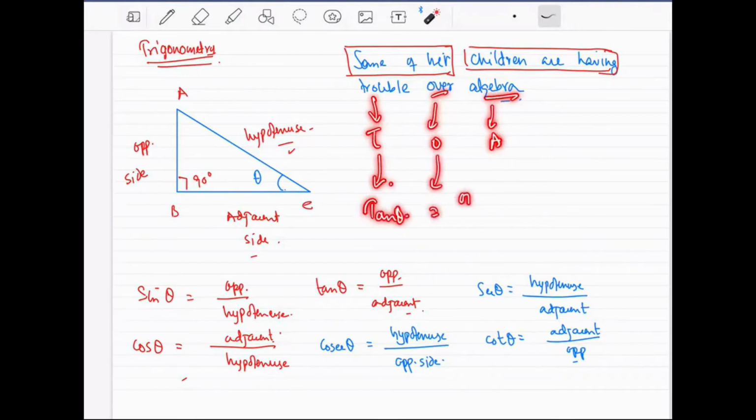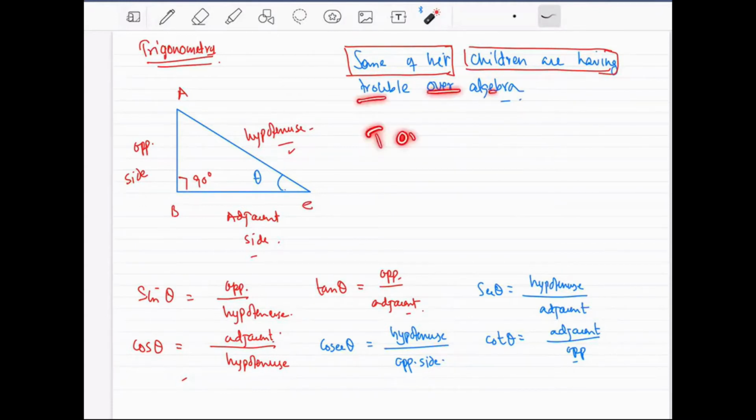O represents opposite. A represents adjacent. The tan theta formula is opposite divided by adjacent. You have to follow the exact order. The trouble over algebra, TOA. So tan comes first, opposite comes next, adjacent comes last. Same here with some of her: S represents sine, O represents opposite, H represents hypotenuse.